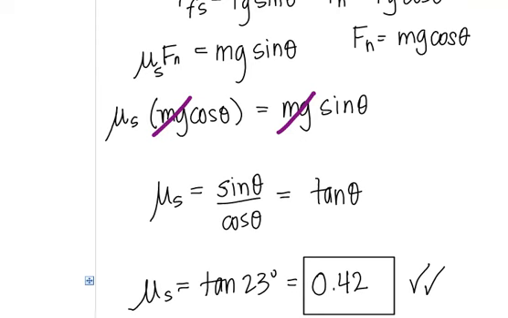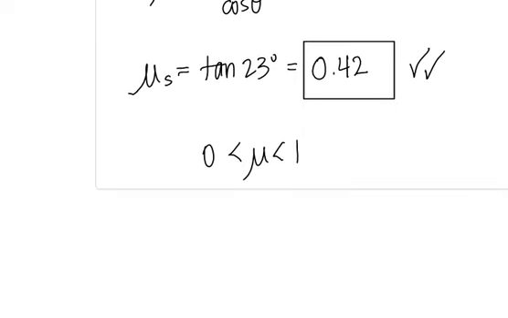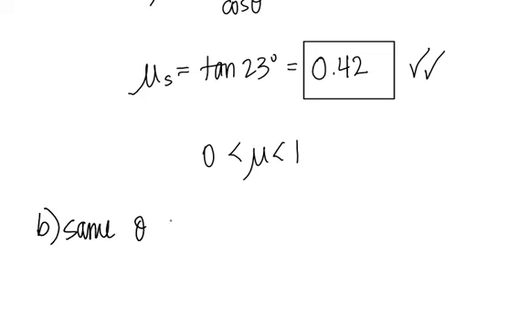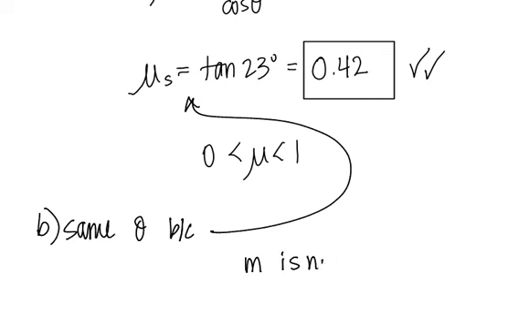At what angle does the crate begin to slide if the mass is doubled? What happened to our mass up here? What did we do to our mass? If I put 2m and 2m, what happens? It gets canceled out anyway. So does the mass even matter? No way. So part B is the same angle, same theta, because there's no m up here. M is not in the equation. We canceled it out. How cool is that?